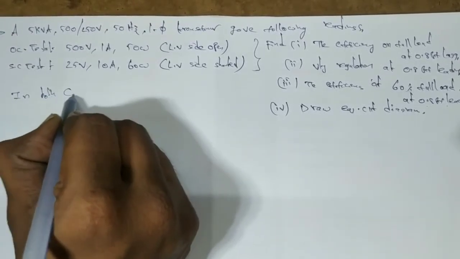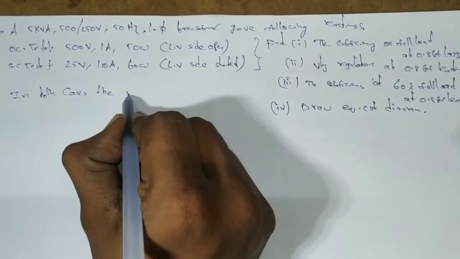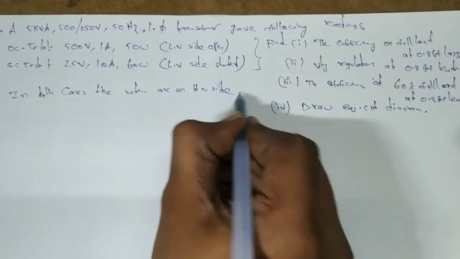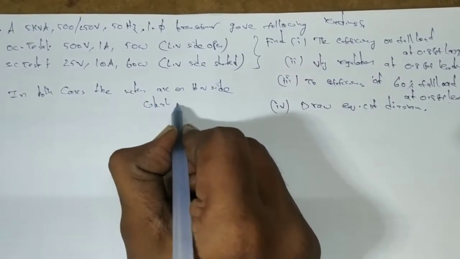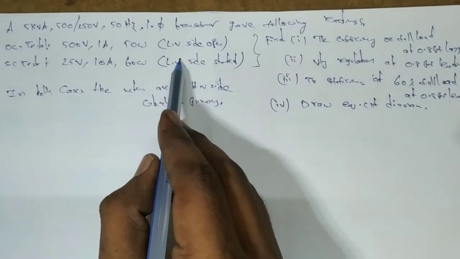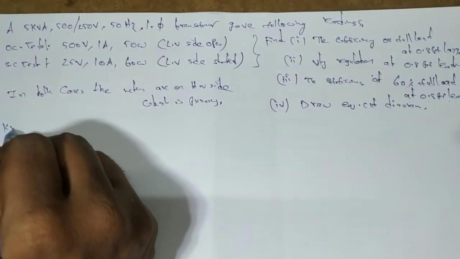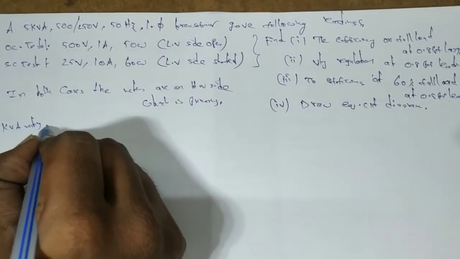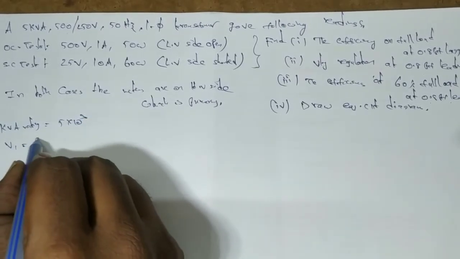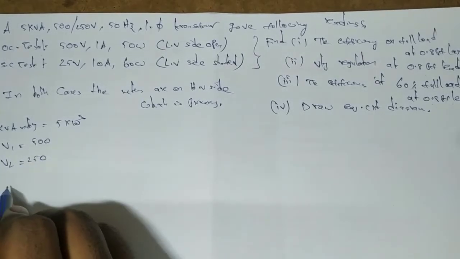In both cases, the meters are on the HV side, that is the high voltage side only. So in the OC test, the LV side is open circuit. In the SC test, in brackets it is written that the LV side is short circuit. That means the meters are connected to the HV side only in both tests. Next, the kVA rating is given as 5 into 10 to the power of 3 VA. Next, V1 is given as 500 and V2 is given as 250.